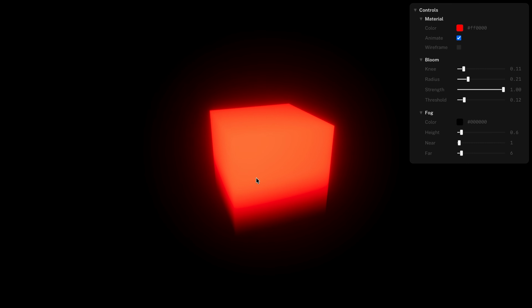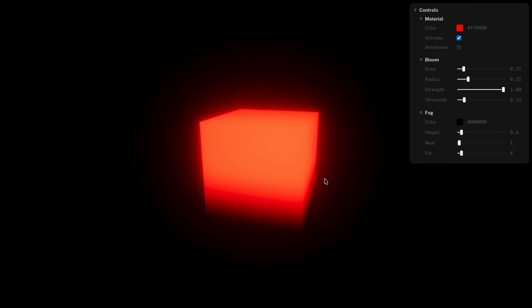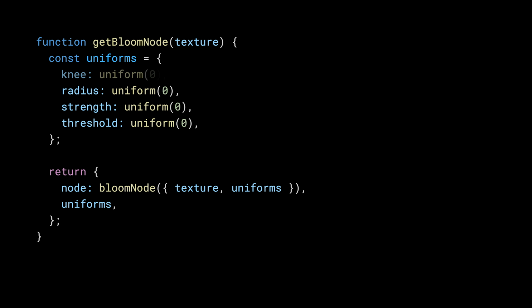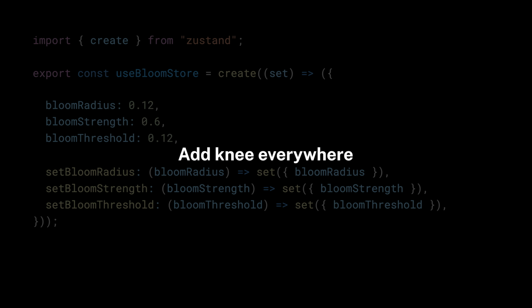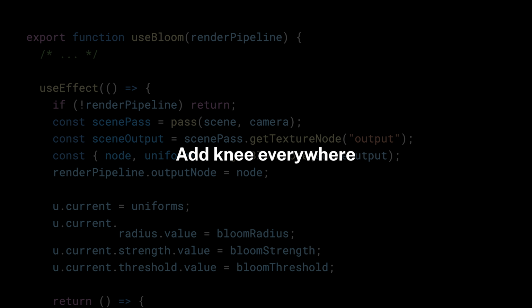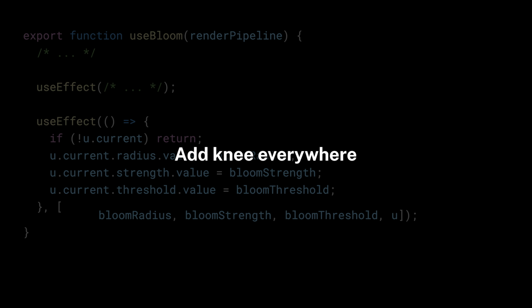And because we're applying the threshold outside of the add-on, we no longer need to connect the bloom node's threshold value to our threshold uniform. But we do need to make sure to add our knee value wherever we're using our uniforms or state store values to make sure that everything stays fully interactive.